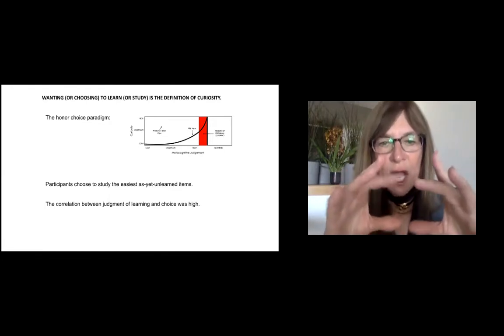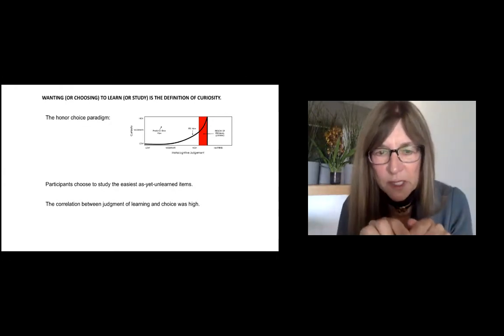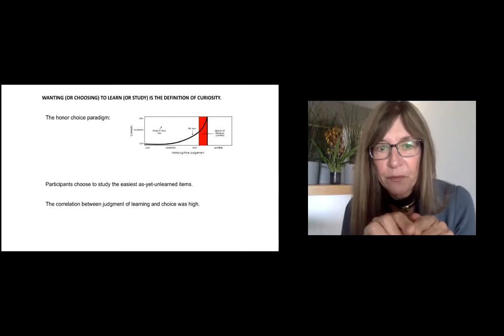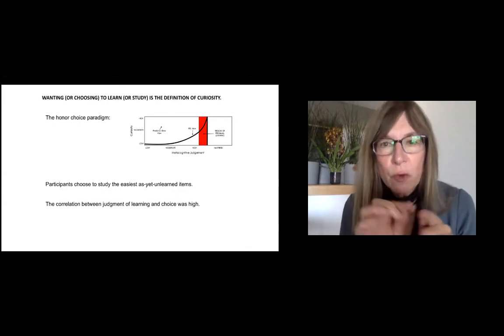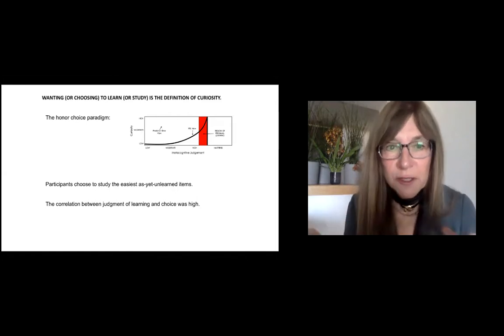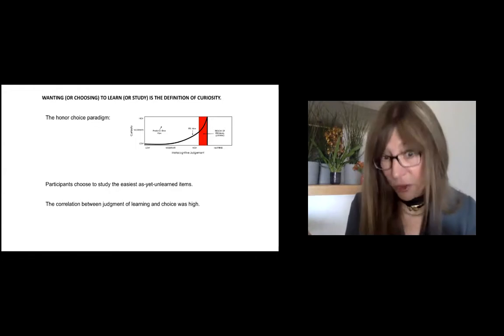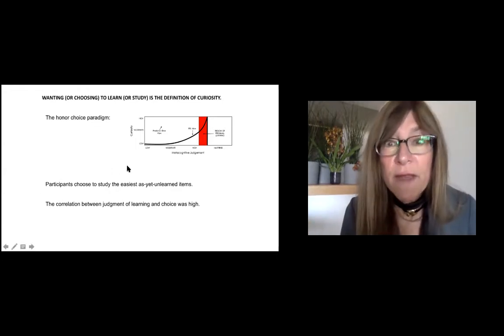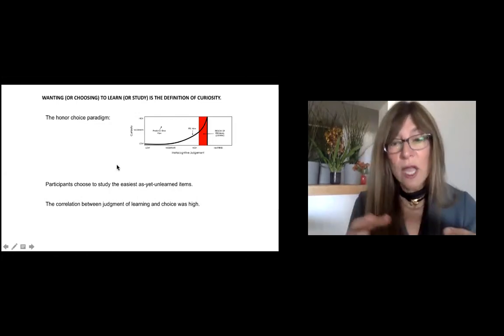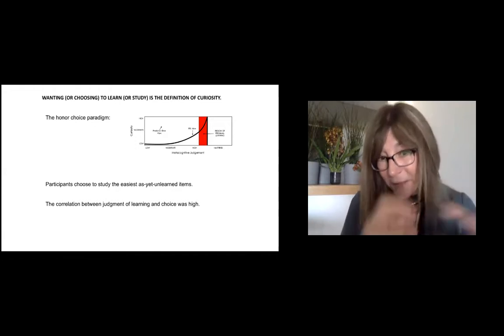And people had to choose from a random circle of questions which ones they wanted to study. And they had just shown that they didn't know them. So they were free to choose what they want. Now, choosing what you want is curiosity. You choose what you're curious about, okay? And they were only allowed to choose three in each sextet, so it was clean.